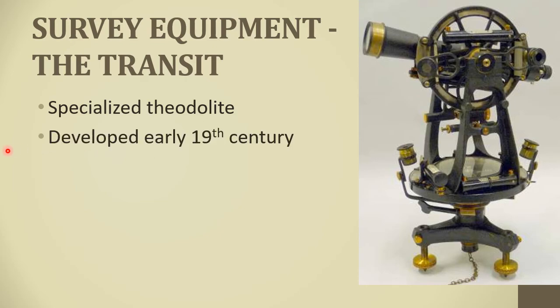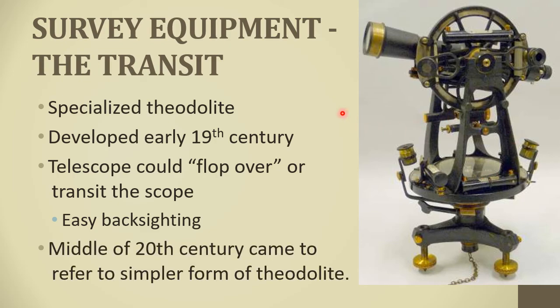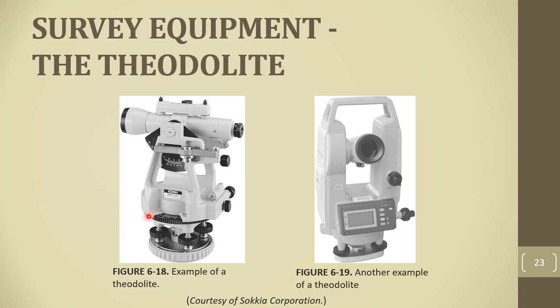It was developed early in the 19th century, and this telescope could flop over, so you would transit the scope, and that's where it got its name from. This allowed you to easily backsight. In other words, if you're looking in this direction, you could easily look in the opposite direction without having to adjust the instrument. By the middle of the 20th century, the term transit referred to a simpler form of theodolite, and modern day theodolites are a little bit more exotic with a few more features.